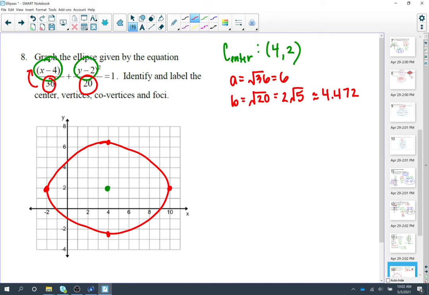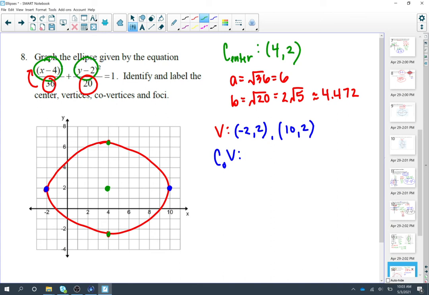Now, identify and label the center. We did that. Next thing we need are the vertices. Keep in mind your vertices are on your major axis. So your first one is at negative 2, 2. And your second one is at 10, 2. Then we need our co-vertices, which are going to be here and here.